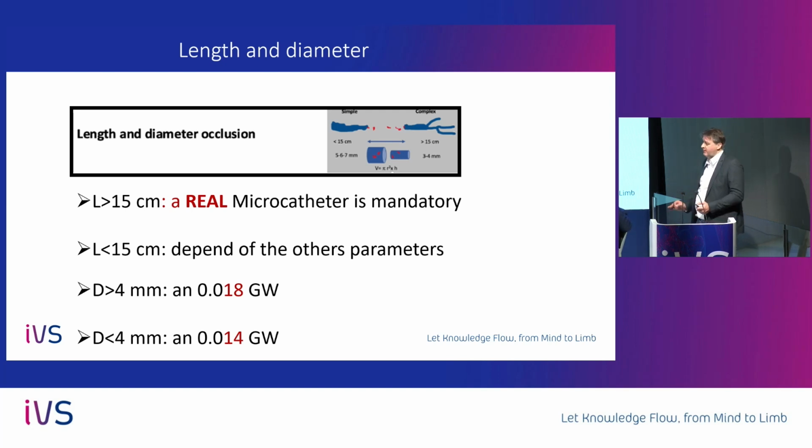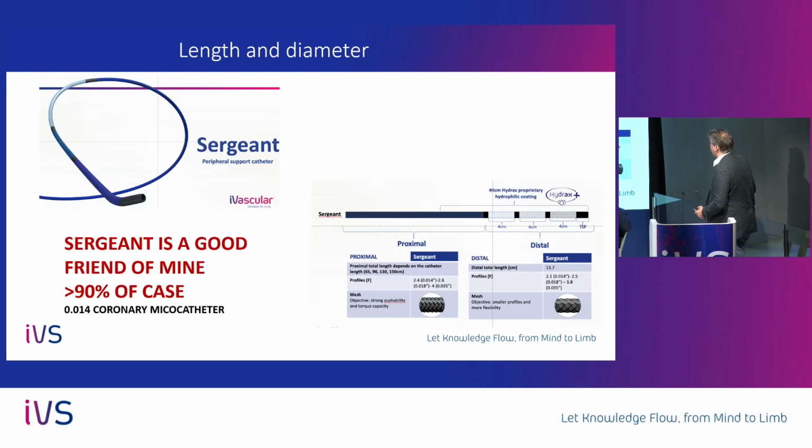Yes, small guide wire, small mistake. Big guide wire, big mistake. And now, we need to have a microcatheter. For example, we have a support catheter, but a 6F is not a microcatheter. It doesn't have the pushability and the torque like we do in coronary artery to navigate.